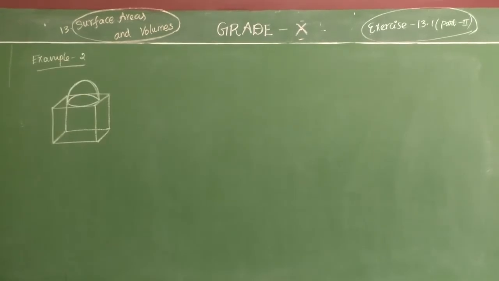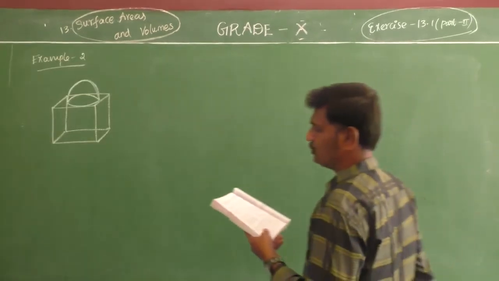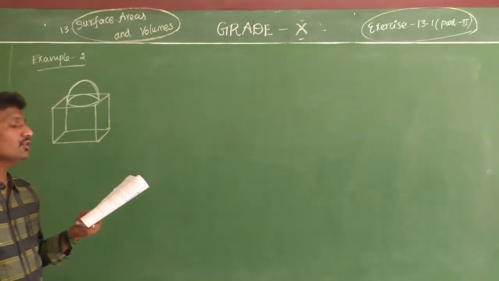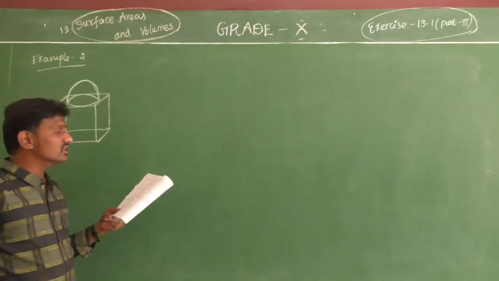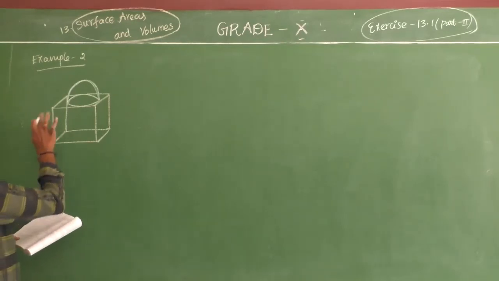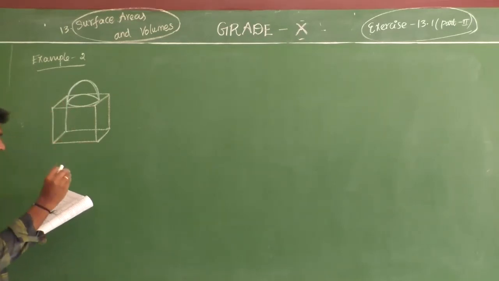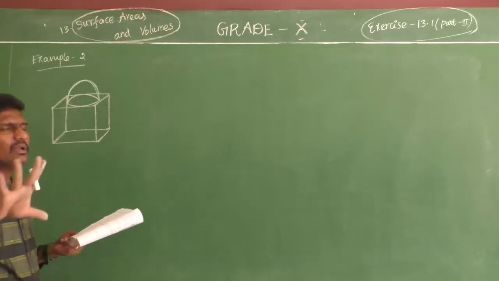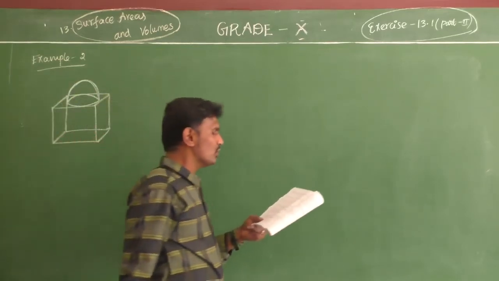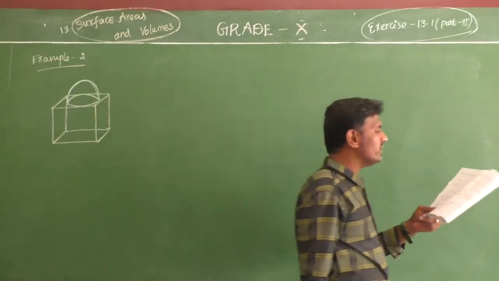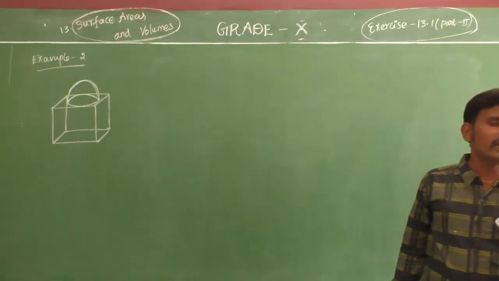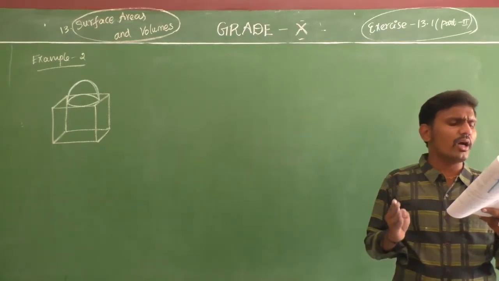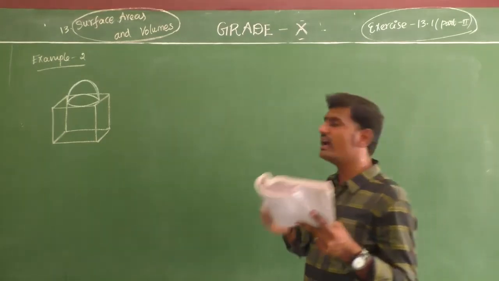So next, example number 2. Students, listen to this question. The decorative block shown in the figure. So this is a cube and one hemisphere is on one of the sides of the cube. So the decorative block shown in the figure is made of 2 solids. One is a cube and the other a hemisphere. So the base of the block is a cube. Its edge is 5 cm.